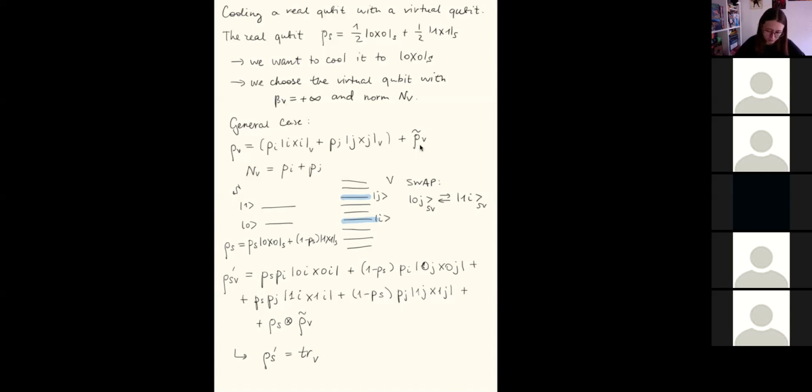Okay, so we want to see what is the state of the system S. So we just need to trace out the system V. And if we trace out the system V, then we arrive at the following. I would advise you to repeat this operation on your own at home.